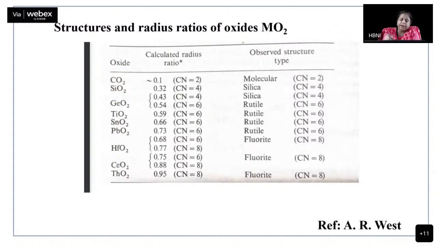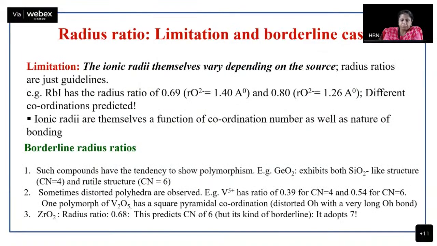The radius ratios are given, and then based on that, the coordination numbers are predicted and compared with the observed. I've taken this table from A.R. West. Now, limitations of this. As I said, this is all for the ideal condition. Every rule has certain limitations because there's nothing in this world that is ideal, right?